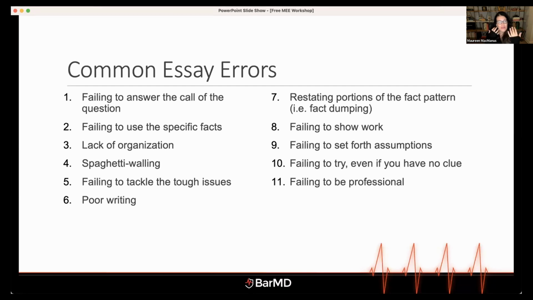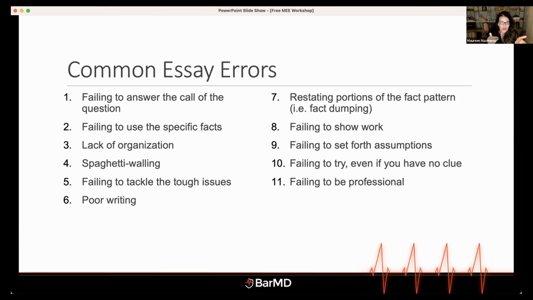Poor writing. This doesn't happen all that often, but it can definitely happen. Seven is just restating portions of the fact pattern. Just restating portions of the fact pattern or fact dumping isn't analysis, but a lot of people just do that. They think that because they're writing the facts that they're doing something, and it does feel productive, but you actually have to analyze. You have to explain the significance of the facts by connecting it to the rule.